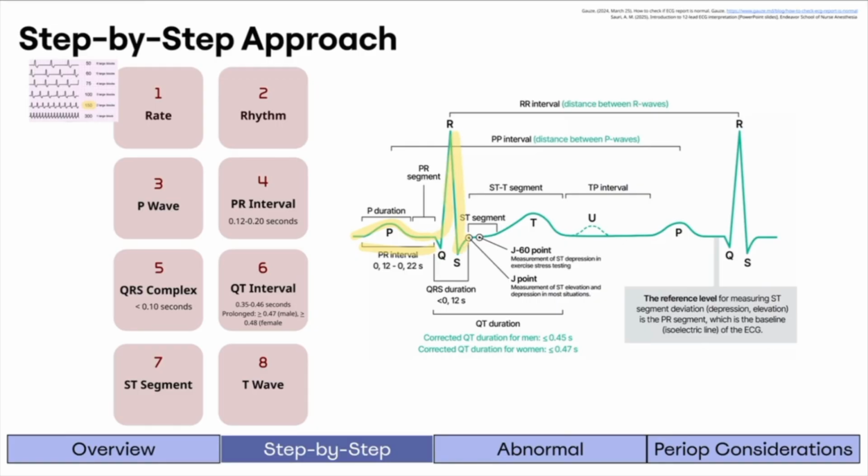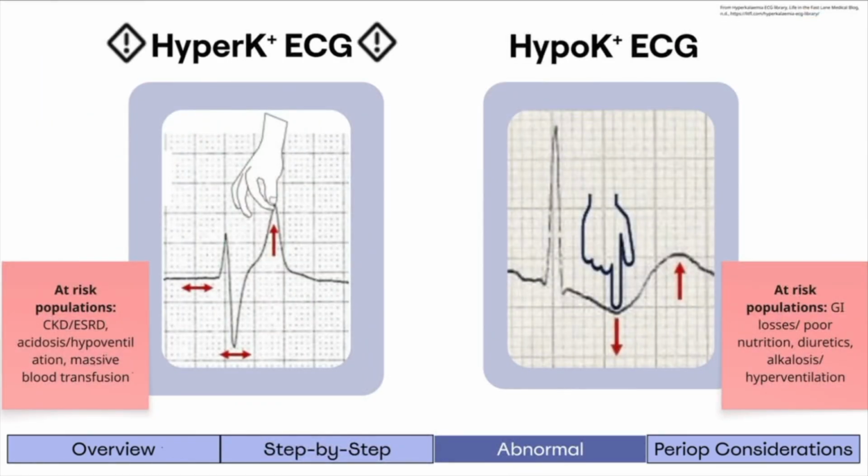A normal QT interval is about 2 to 3 large boxes. Prolongation beyond this range may increase the risk of arrhythmias. A good rule of thumb is that a normal QT is less than half the preceding R to R interval. In a normal ECG, the ST segment should be flat or isoelectric. The T wave should be smooth and upright in most leads. Using a consistent step-by-step approach allows you to quickly identify a normal ECG and recognize abnormalities when they occur. If any of these components fall outside of normal ranges, the ECG may be abnormal.